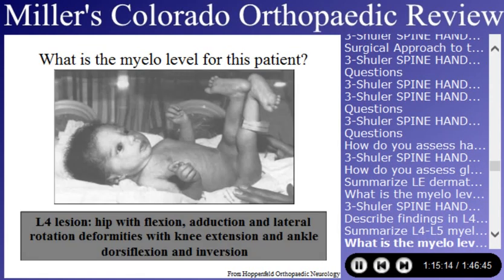So what is the myelomeningocele level for this patient? You can look at it now and just nail it. You've got hip flexion, knee extension, you're now dorsiflexing the foot and inverting it, L4. Okay? So use that book to help you out, and it makes it real quick to get all the levels down.